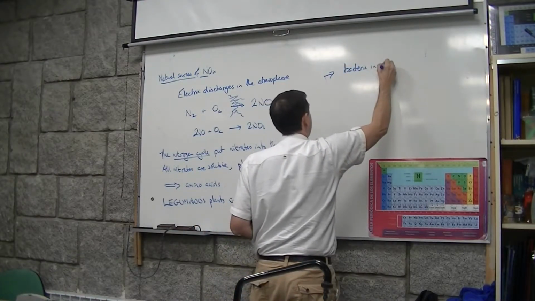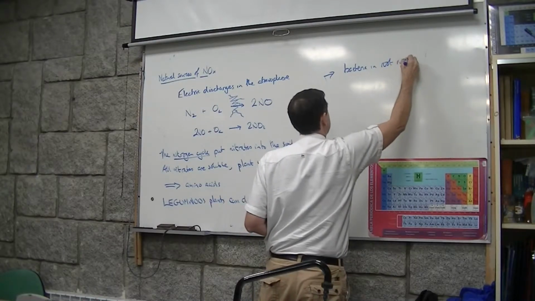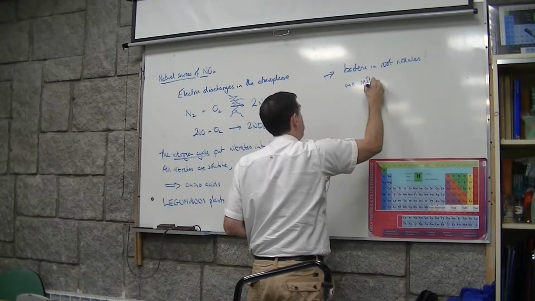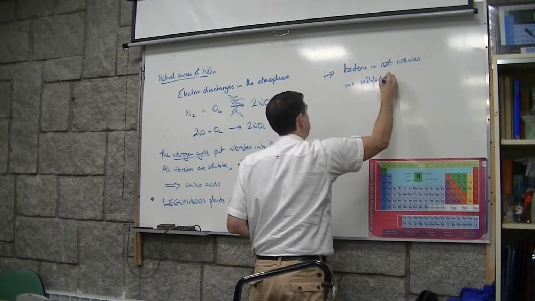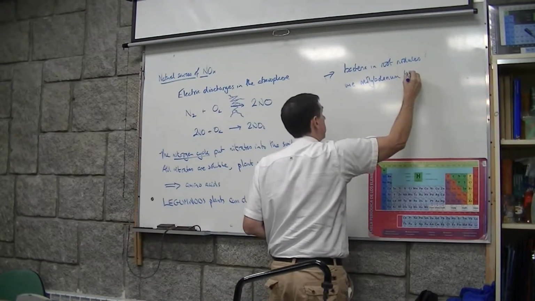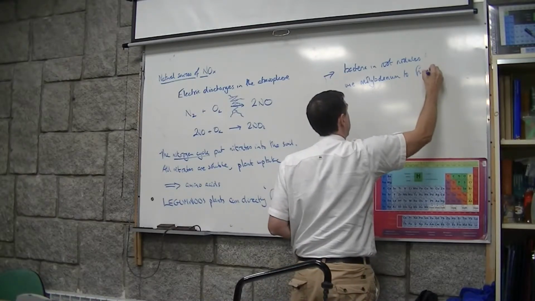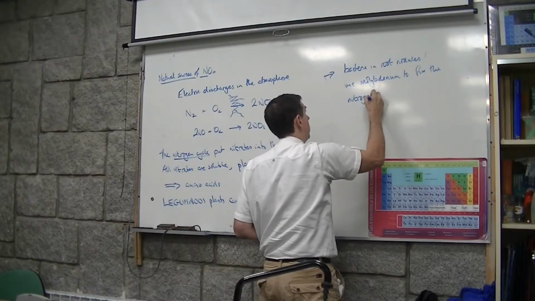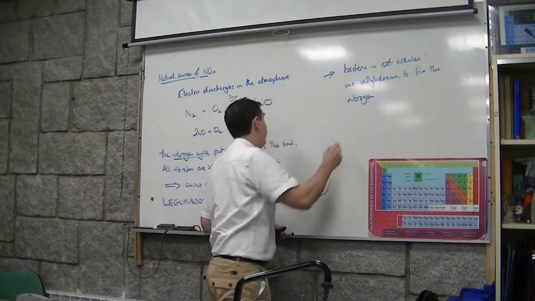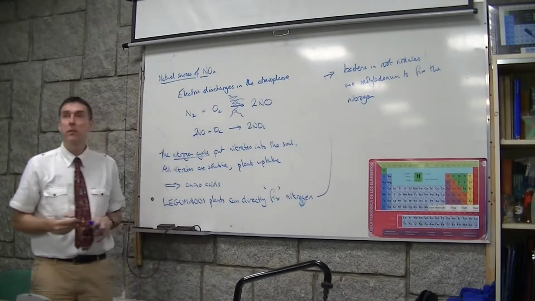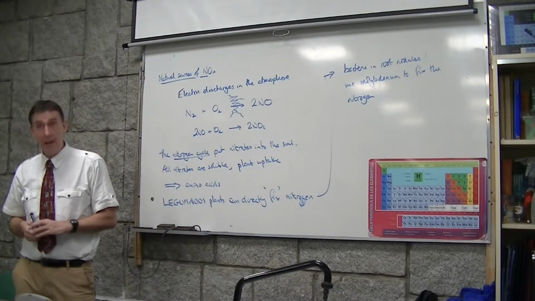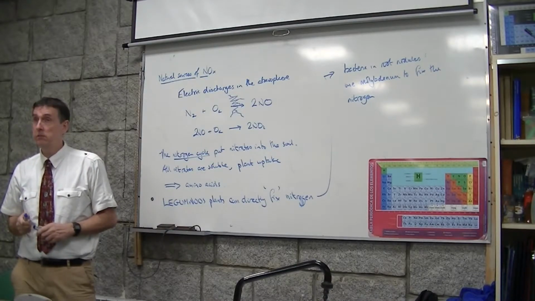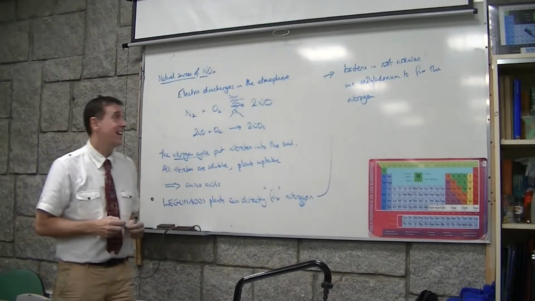So bacteria in the root nodules use molybdenum to fix the nitrogen. Examples of leguminous plants? Lentils, peas, beans, clover, chickpeas. Clover is a classic one.